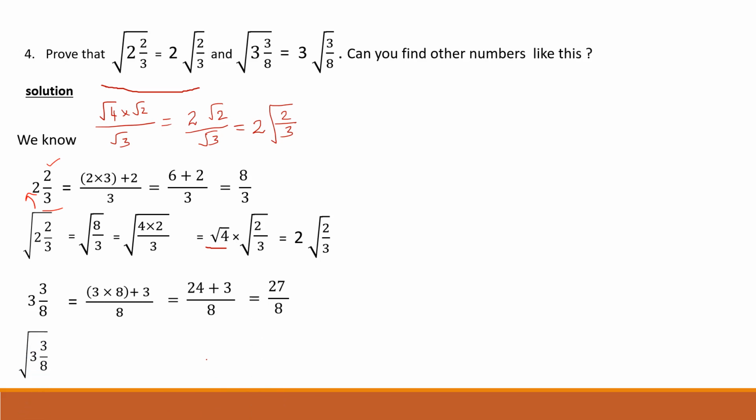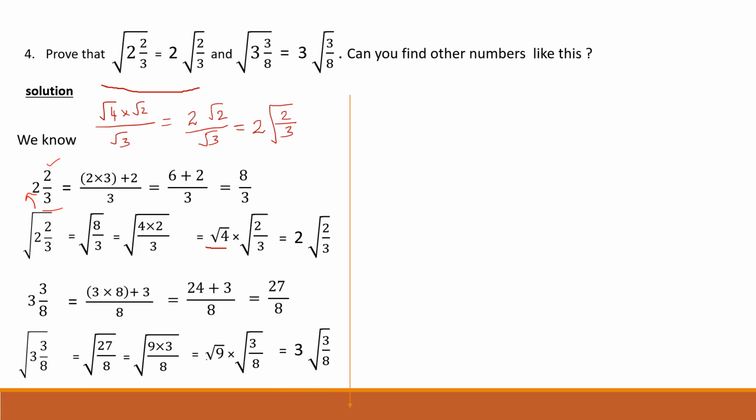So, what will be square root of 3 by 8? Correct, square root of 27 by 8. Now, you can simplify this and tell me the next one. 27 can be written as 9 into 3. And this can be split as square root of 9 into square root of 3 by 8. And what is square root of 9? It's 3. So we get 3 times square root of 3 by 8. And hence we proved it, isn't it? So the first part is over.